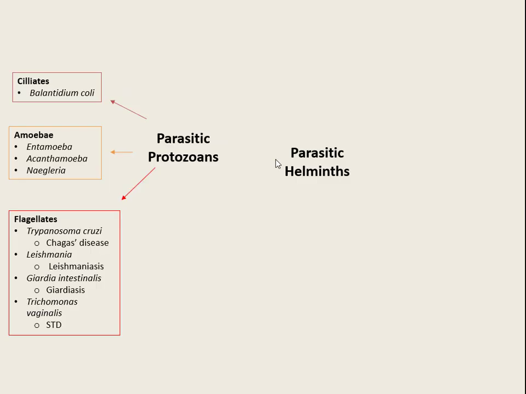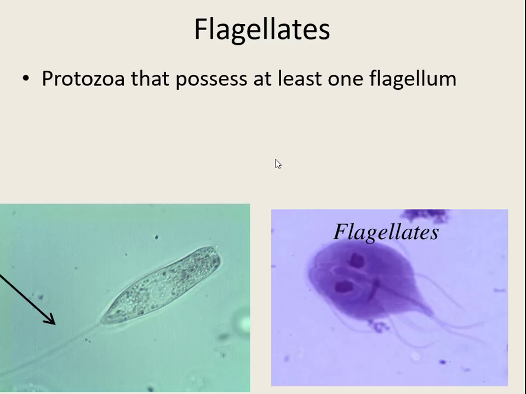Our third group, and we're getting bigger groups, are the protozoans that have flagella. So they have at least one flagella, depending on how many they have. Do they have one? Do they have multiple? Determining which and how many flagella they have and where they are can help us determine which organism we're looking at.